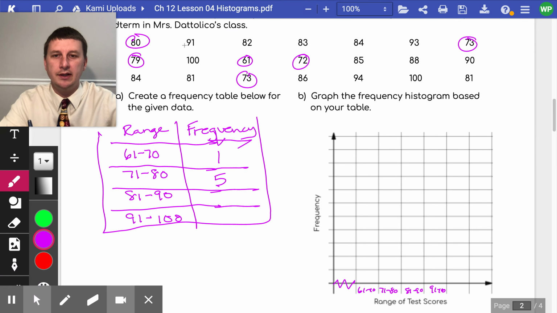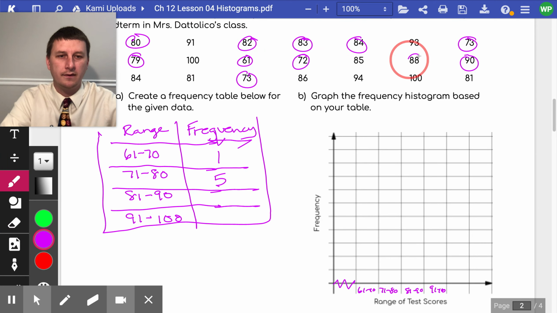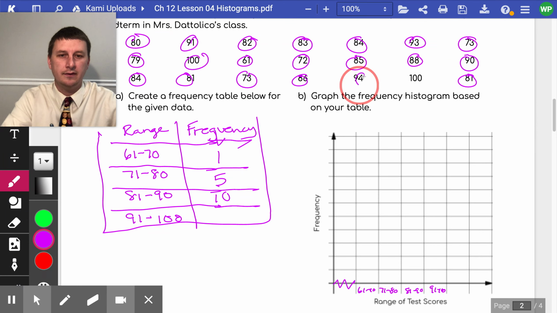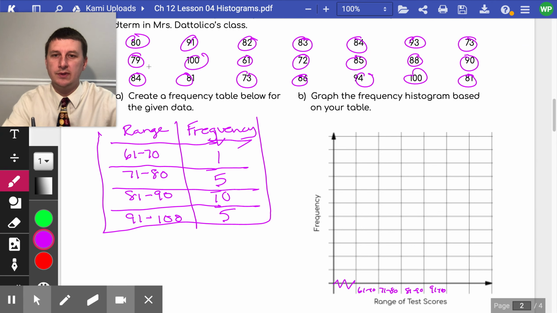Then I have 81 to 90. 1, 2, 3, 4, 5, 6, 7, 8, 9, 10. I have 10 values in the 81 to 90 range. In 91 to 100, I have 1, 2, 3, 4, 5. And just taking a look back, I do see that I've circled all of my values, which means I've used all of the values that were given to me.